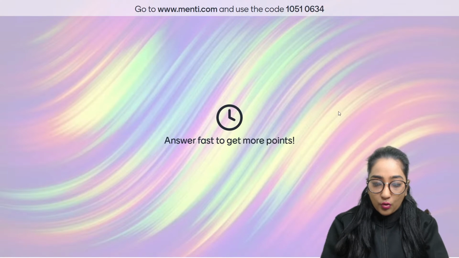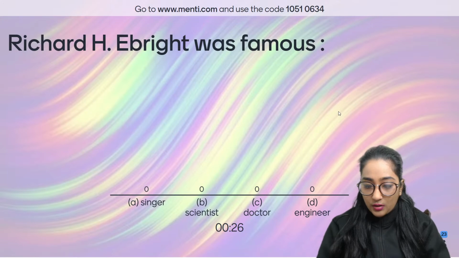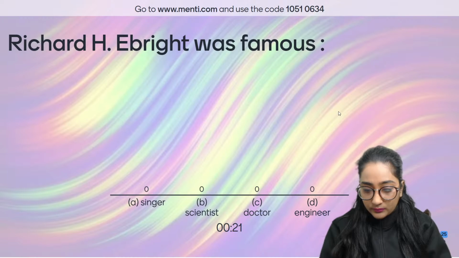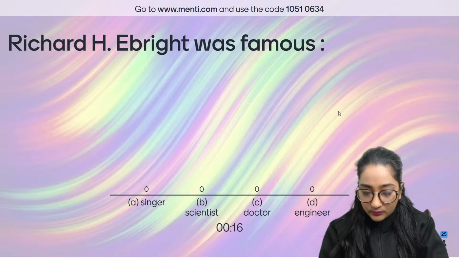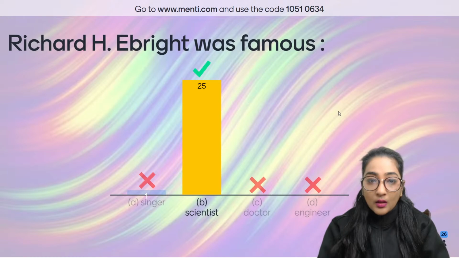Just let me know the answers, everyone. Richard H. Upright was famous as what? Singer, scientist, doctor, or engineer? What exactly is the right answer, everyone? Okay, very good, scientist. That's very right.